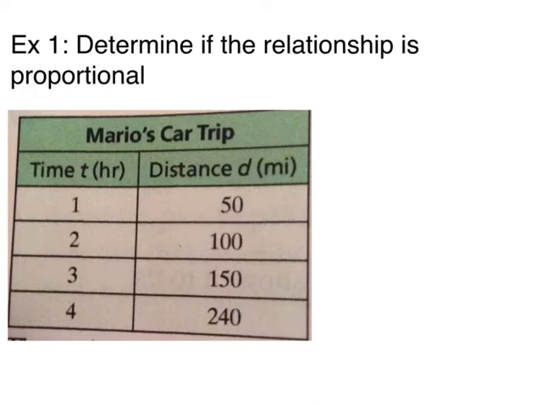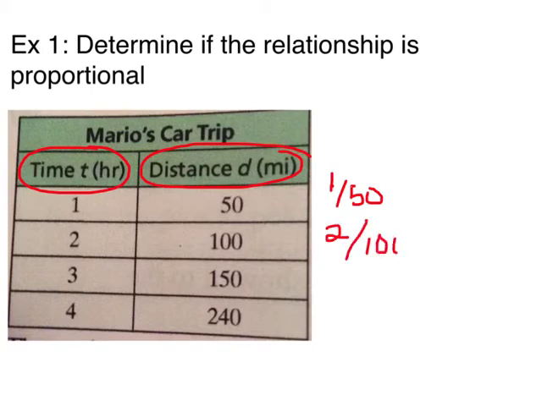In this example, we want to determine if the relationship is proportional. So we are comparing the time in hours and the distance traveled by Mario's car trip. In 1 hour, Mario traveled 50 miles. In 2 hours, Mario traveled 100 miles. In 3 hours, he traveled 150 miles. And in 4 hours, he traveled 240 miles.